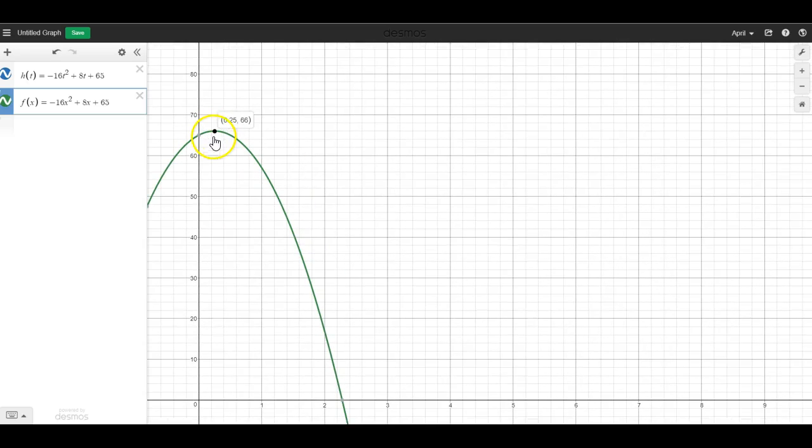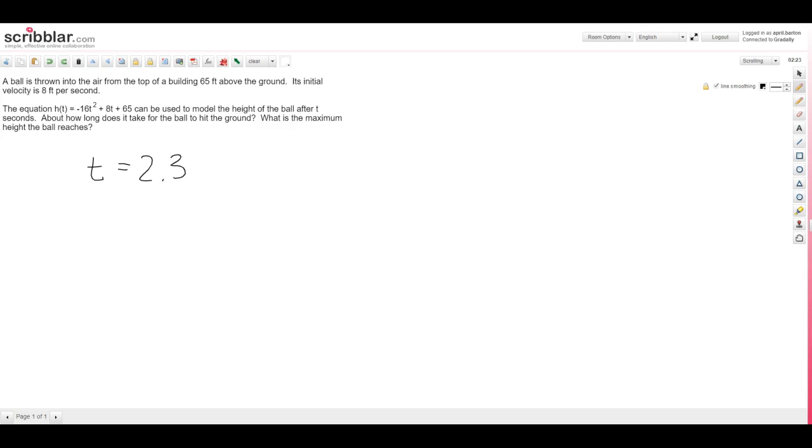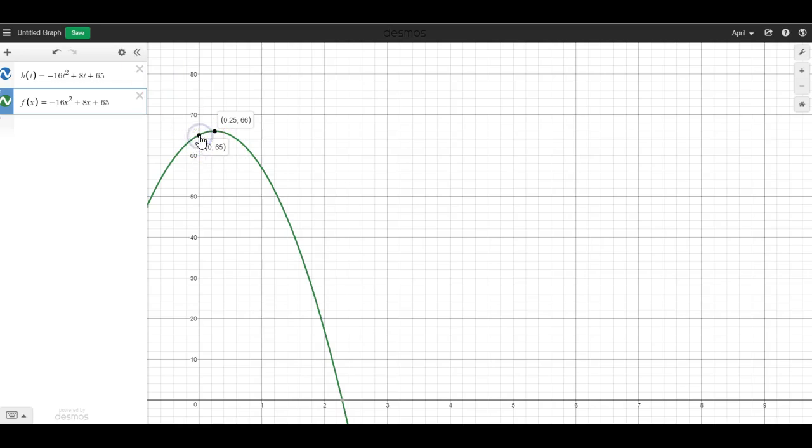So we want that maximum value, 0.25, 66. We wanted to know the maximum height. 0.25 is how many seconds it takes to get there, but 66 is the actual maximum height. And that would be 66 feet, because they stated in the question that it was feet. And our initial value, that y-intercept, that was just the initial information. We started 65 feet in the air. So at 0 seconds it is 65 feet.